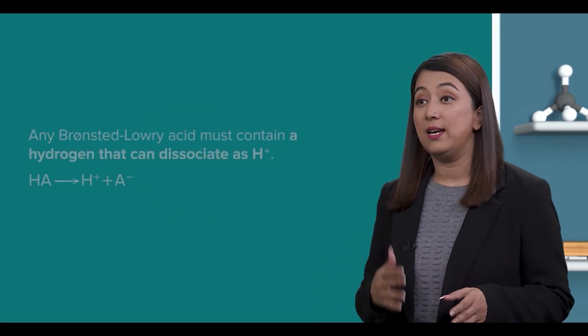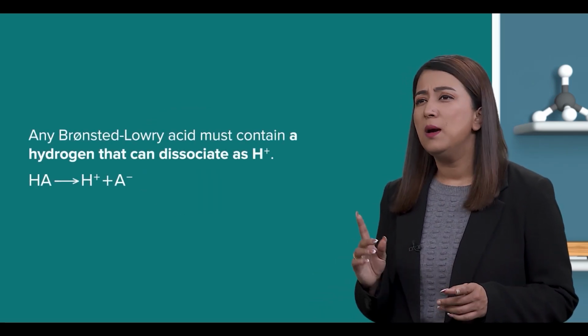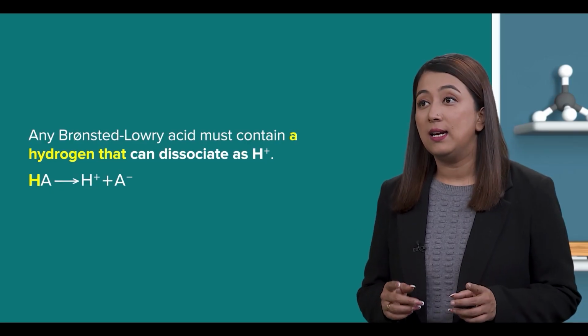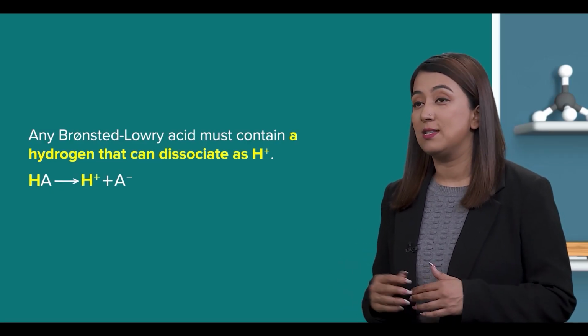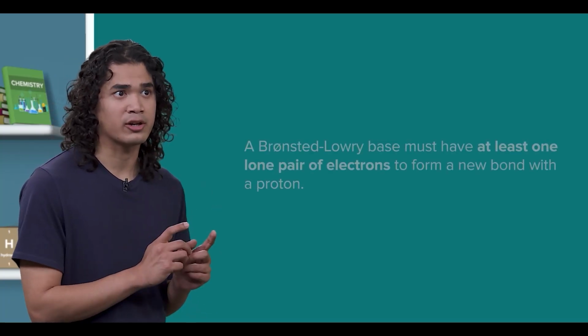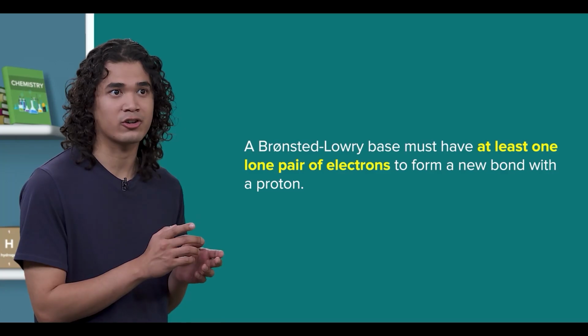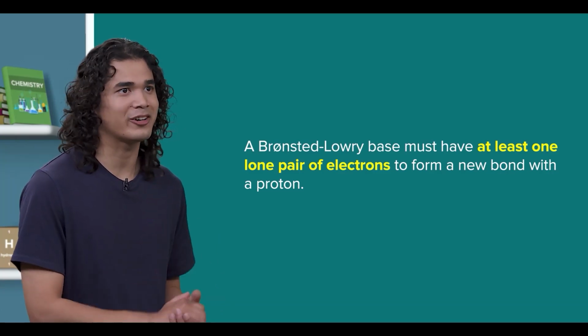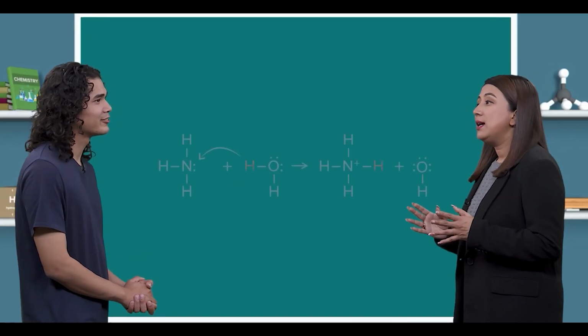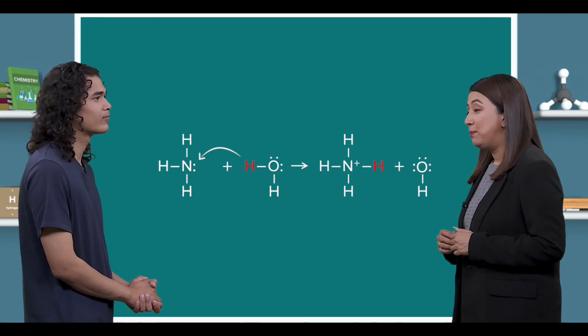In terms of chemical structure, this means that any Bronsted Lowry acid must contain a hydrogen that can dissociate as H+. And in order to accept a proton, a Bronsted Lowry base must have at least one lone pair of electrons to form a new bond with a proton. You're right again. Take ammonia, NH3, as an example.